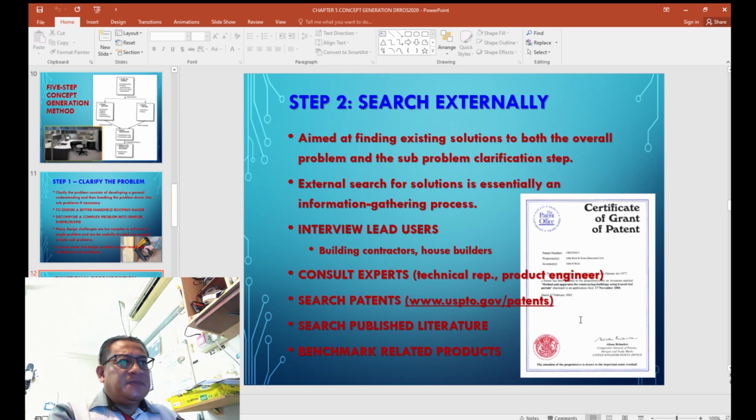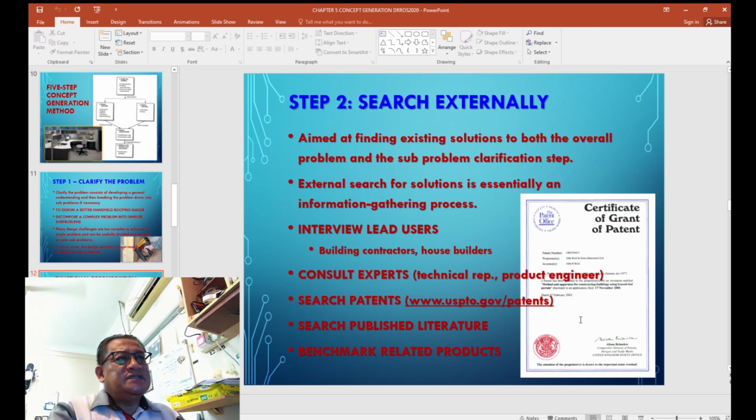That is the first part, which is to clarify the problem: how you want to take a look at the bigger problem through its smaller subcomponents. Step 2 is how you want to solve the problem. There are many sources of ways and methods to solve the problem. For example, this problem perhaps has been solved earlier by another manufacturer, engineer or inventor.